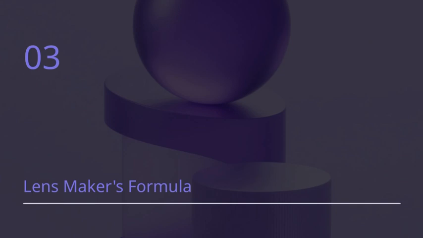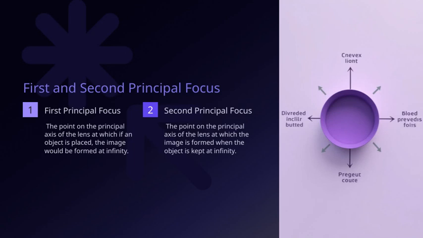The key takeaway here is that the lens maker's formula provides a direct link between the physical shape of a lens and its optical performance, helping us optimize lens design for various applications. Connecting this to our overall theme, understanding this formula allows us to manipulate lens parameters to achieve desired imaging qualities effectively. Let's talk about the principal axis of a lens and the key points related to the focal points.